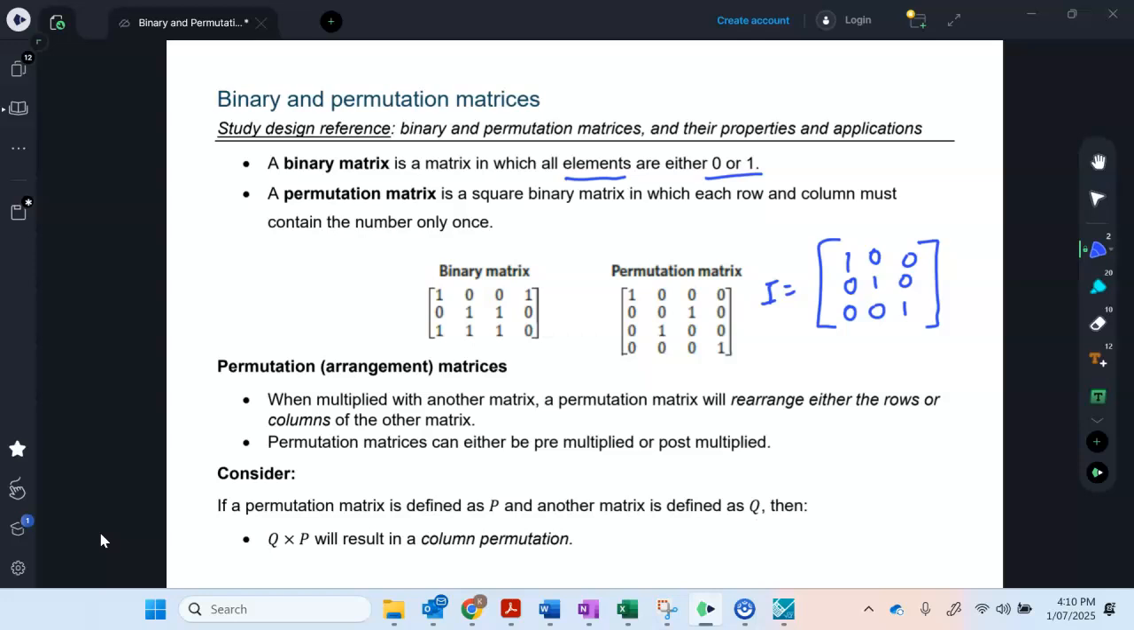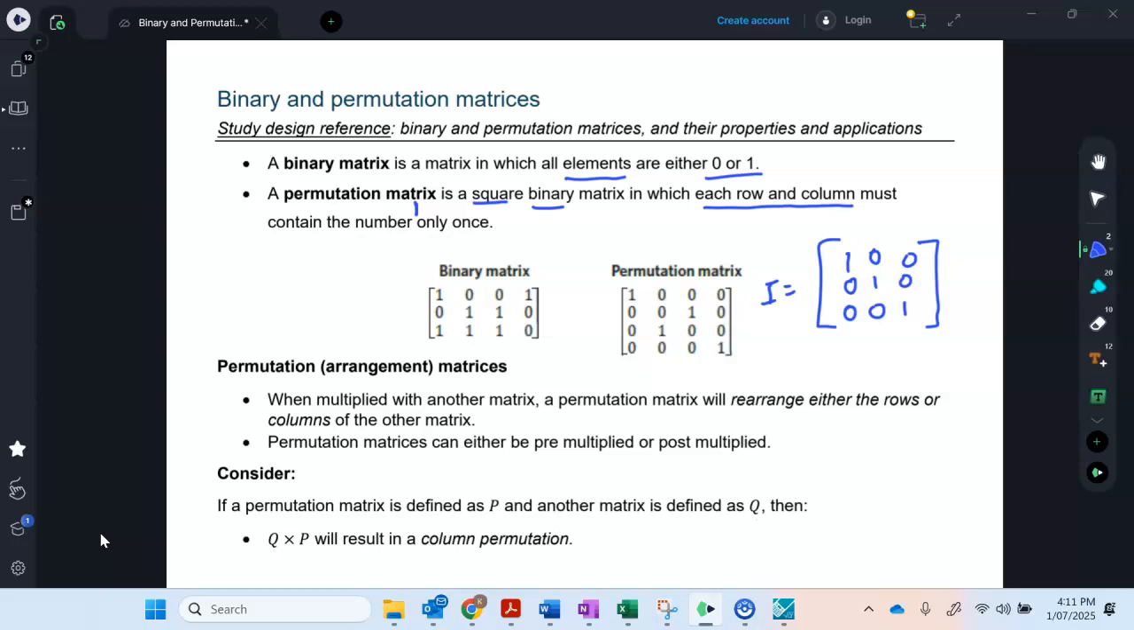Now, a permutation matrix is a special kind of binary matrix, like the identity matrix is a special kind of binary matrix. The identity matrix is also a permutation matrix, and I'll explain why in a second. So a permutation matrix has to be a square matrix. It's also a binary matrix, so we only see zeros and ones. But what makes it special is that each row and column must contain the number 1 only once.